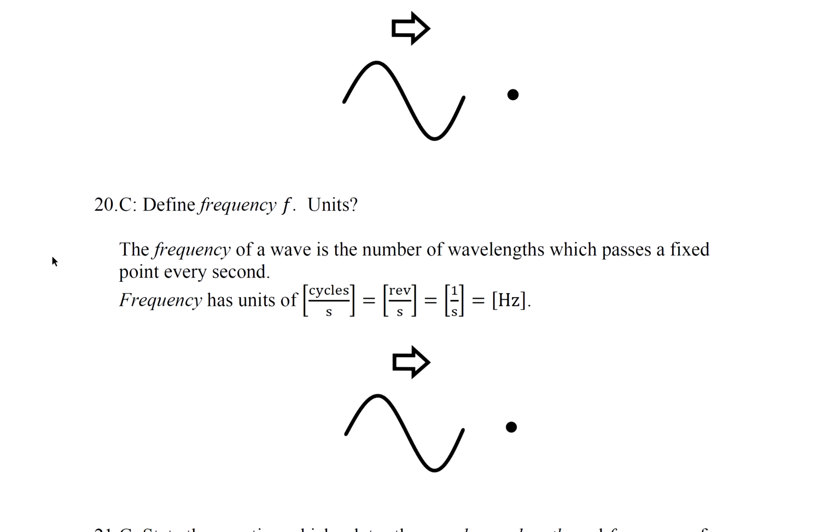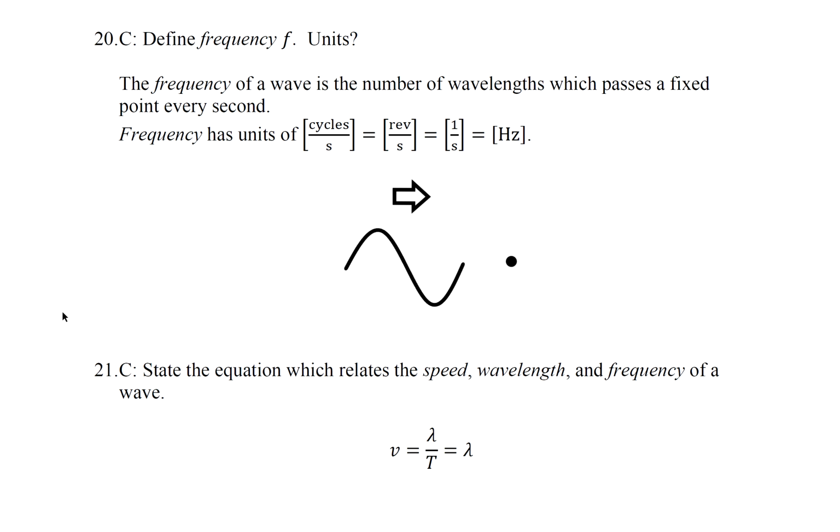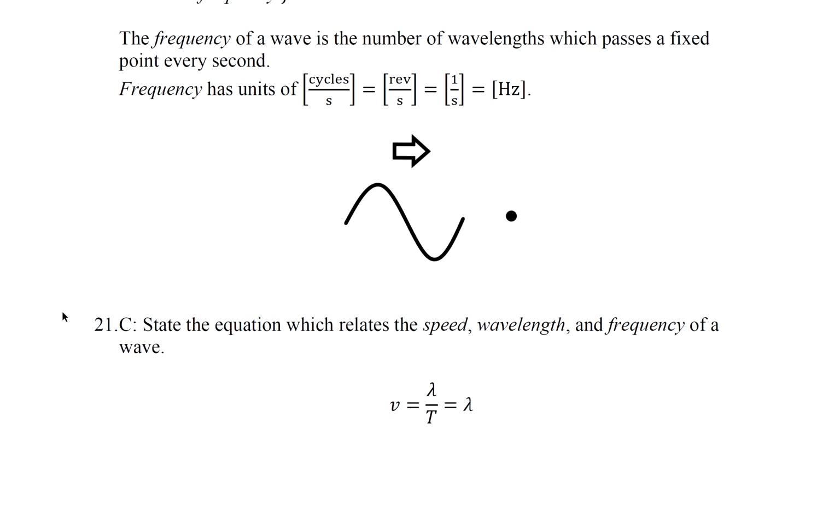Question 20, define frequency f. Units. The frequency of a wave is the number of wavelengths which passes a fixed point every second. So it has units of cycles per second or revolutions per second, but cycles and seconds are not real units. So it has units of 1/seconds or hertz.